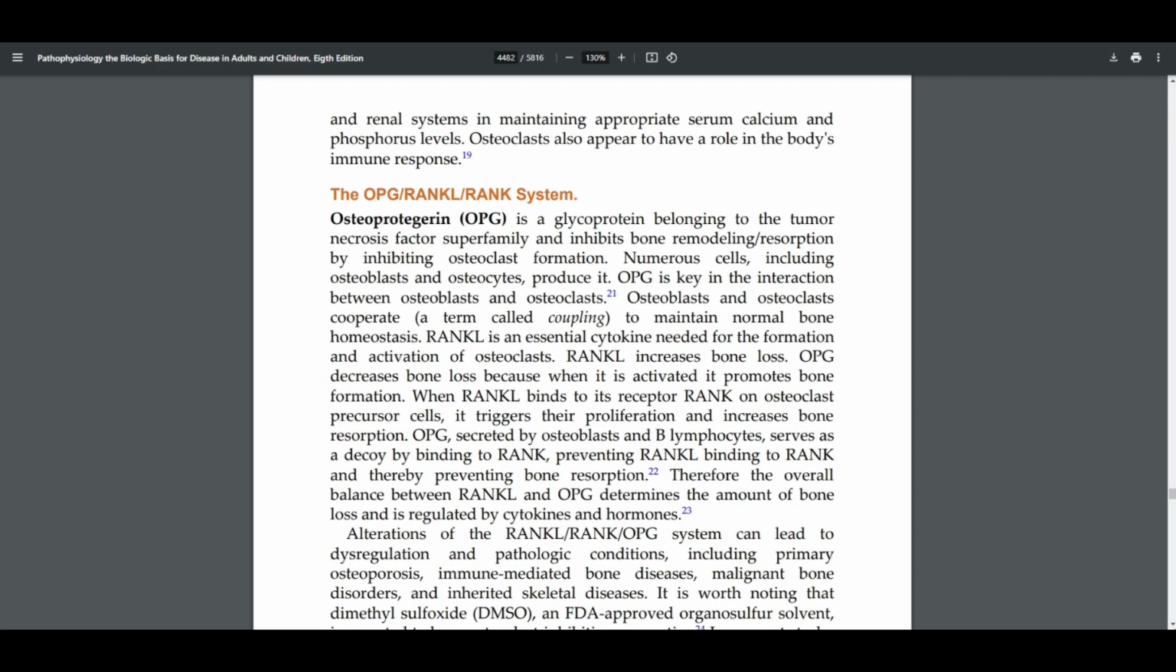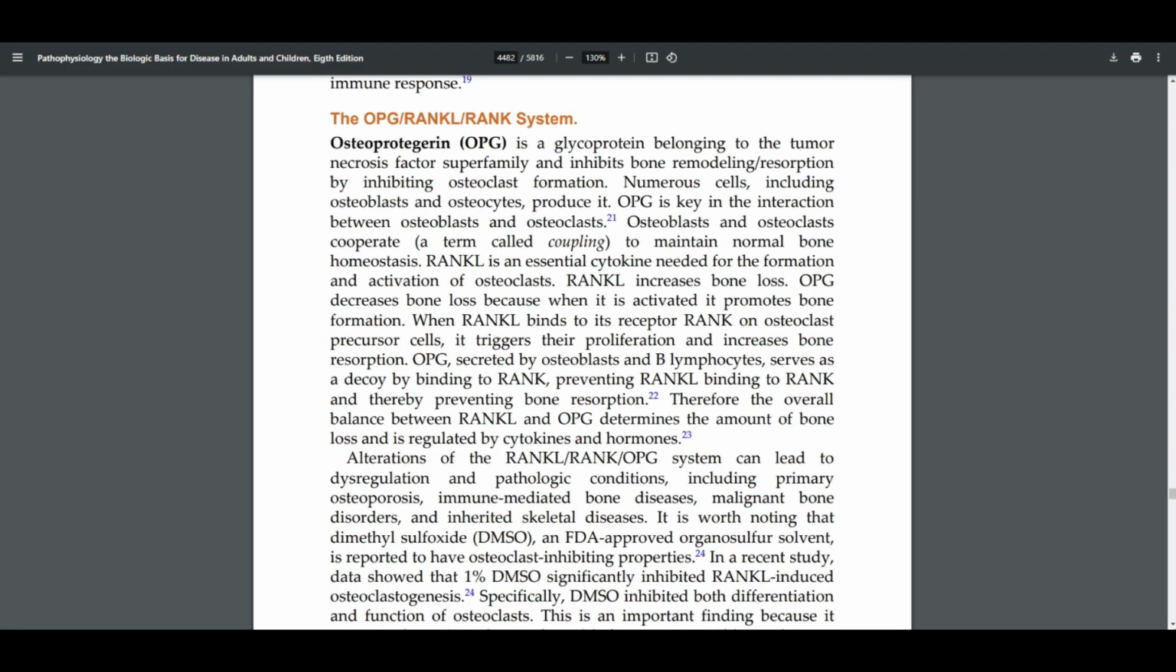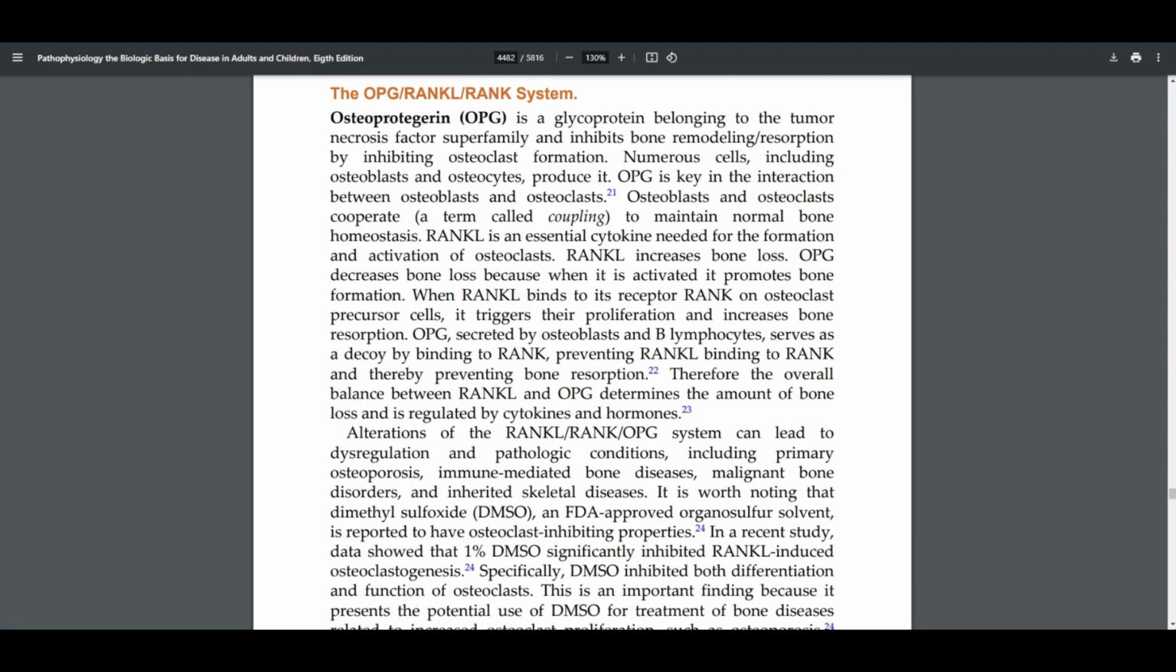Osteoclasts also appear to have a role in the body's immune response. So that was different cell types. So now we can talk about the OPG, RANKL, and RANK system.